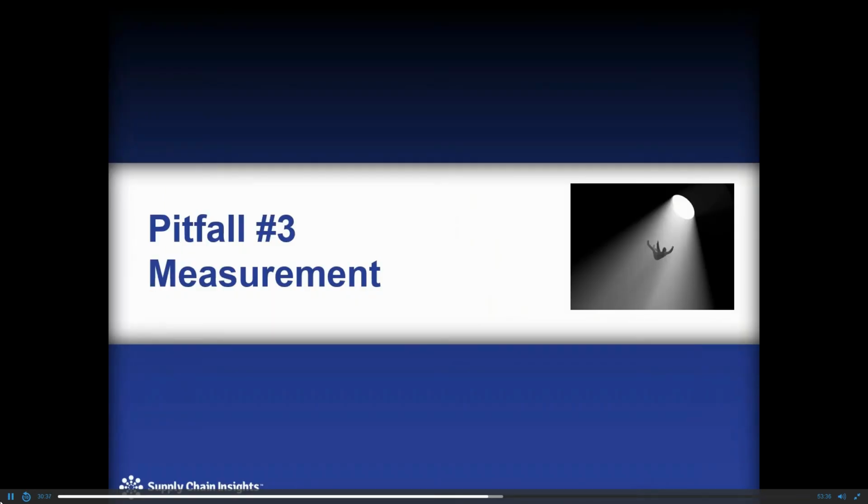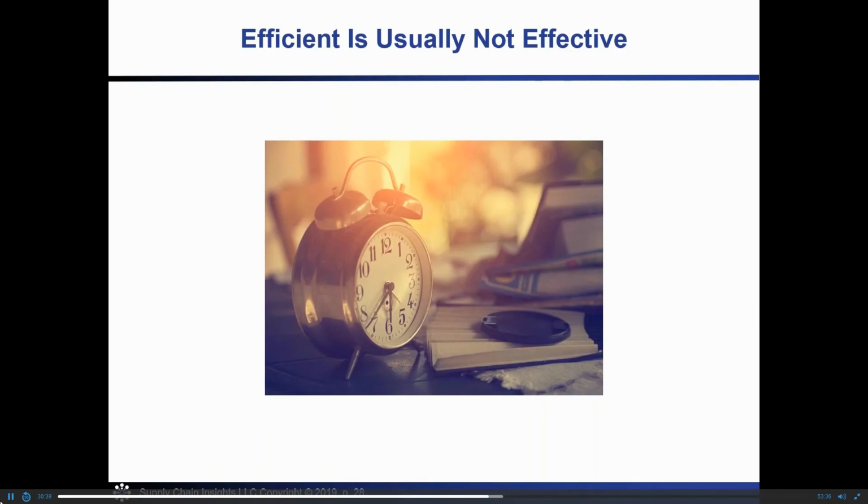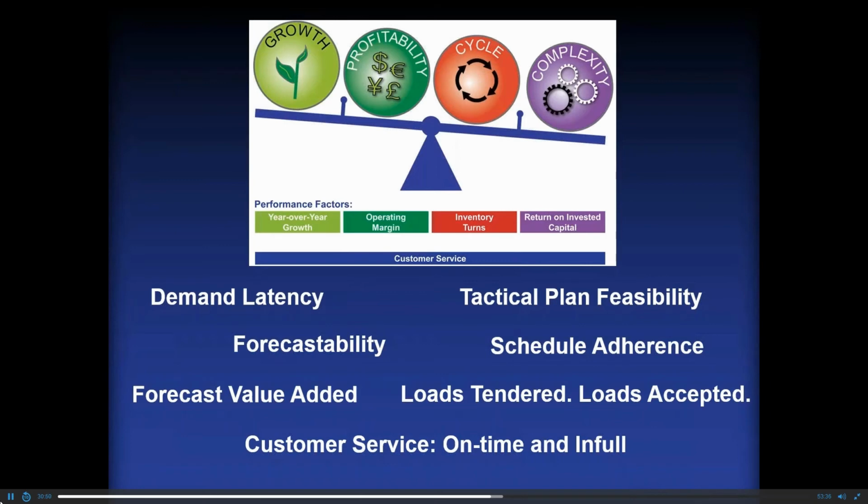The third pitfall is measurement. And the efficient supply chain, or the lowest cost per unit, is usually not effective, particularly if we're dealing with demand error. And so we should look at what is the demand latency, how long does it take me to read markets, what is the forecastability, what is the forecast value add, and how does that tie to the balance of growth, operating margin, inventory turns, and return on invested capital.